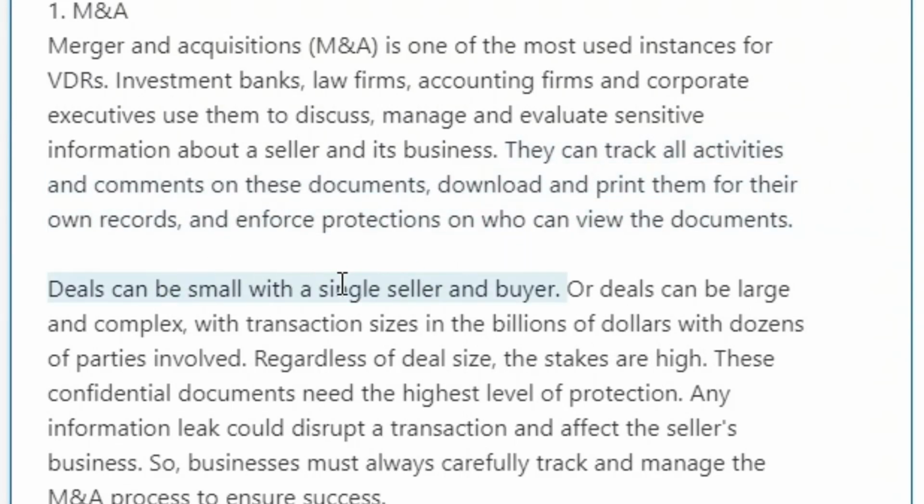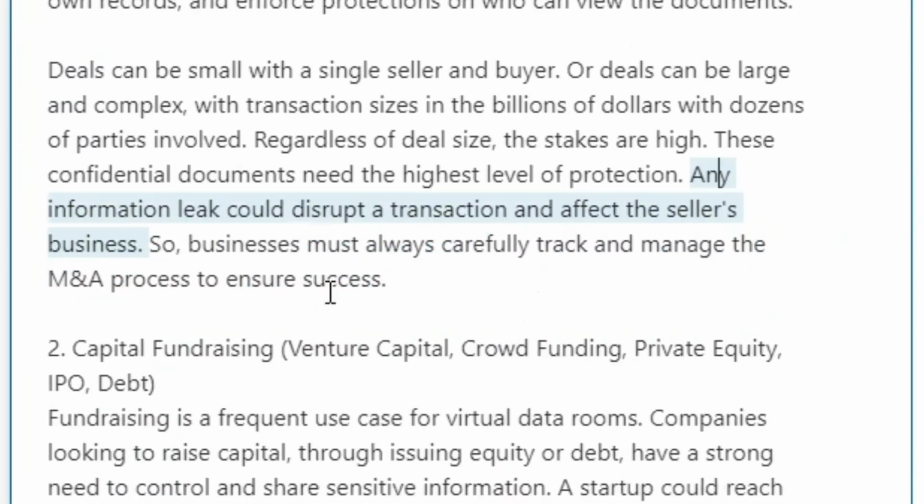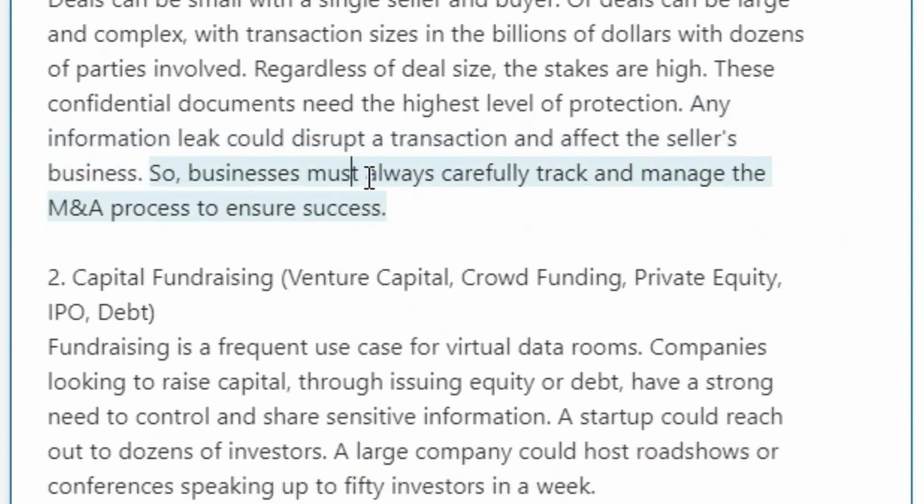Deals can be small with a single seller and buyer, or deals can be large and complex, with transaction sizes in the billions of dollars with dozens of parties involved. Regardless of deal size, the stakes are high. These confidential documents need the highest level of protection. Any information leak could disrupt a transaction and affect the seller's business. So, businesses must always carefully track and manage the M&A process to ensure success.